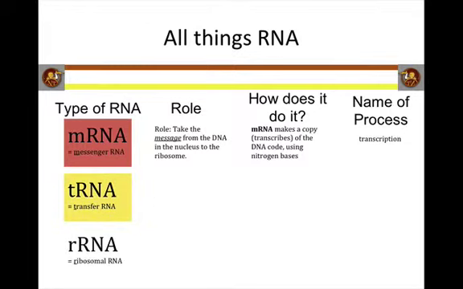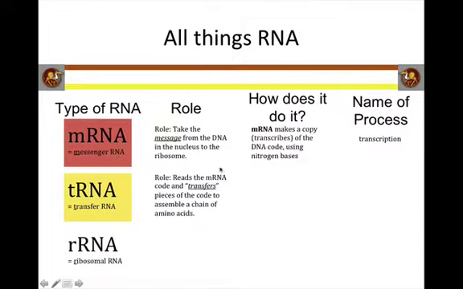The role of tRNA is to read the mRNA code and transfer pieces of the code to assemble a chain of amino acids. We have transfer italicized and underlined because T stands for transfer RNA. And I'm going to actually return back up here for a second to make sure you realize that message is italicized and underlined because M stands for messenger RNA. Right? Back to tRNA, the transfer RNA. So it reads the mRNA code and transfers the code to assemble a chain of amino acids.